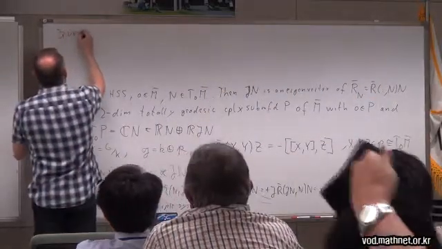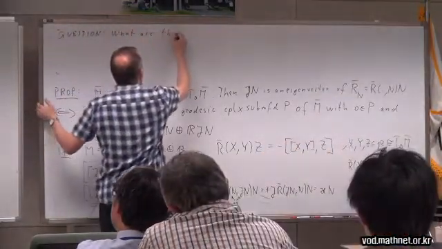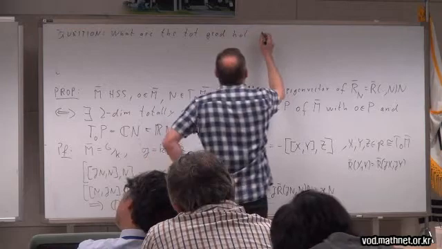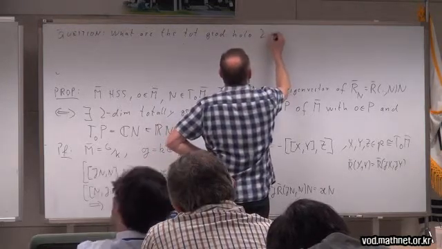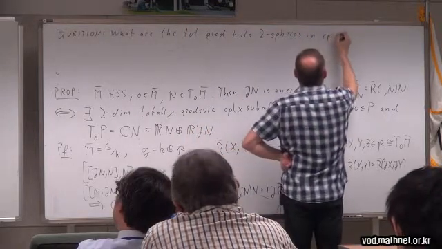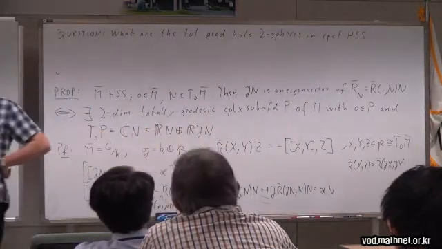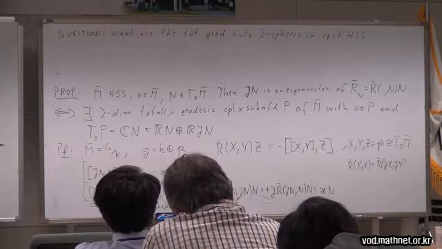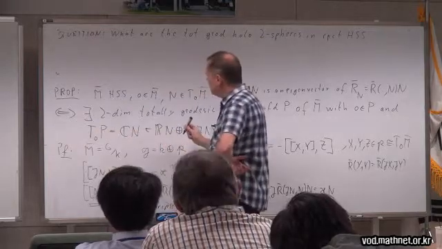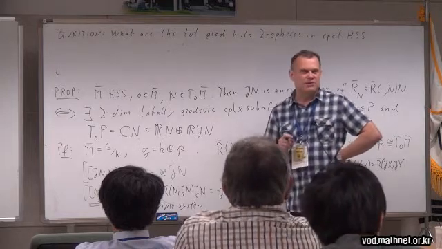So, question: what are the totally geodesic holomorphic two-spheres in compact Hermitian symmetric spaces, irreducible if you like? I can solve this problem for two particular rank 2 Hermitian symmetric spaces.